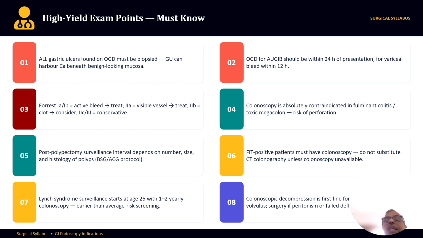Colonoscopy is absolutely contraindicated in fulminant colitis or toxic megacolon because of the risk of perforation. Post polypectomy surveillance interval depends on the number, size, and histology of polyps. Lynch syndrome surveillance starts at age 25 with 1 to 2 yearly colonoscopy, earlier than average risk screening. And colonic decompression is the first line of treatment for most sigmoid volvulus, especially if there is no evidence of peritonism. Surgery if peritonism or peritoneal inflammation is present, or there is a failed colonoscopic decompression.